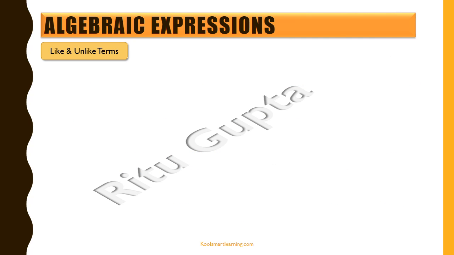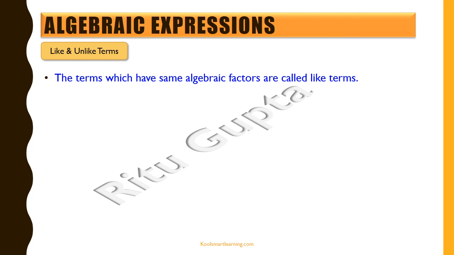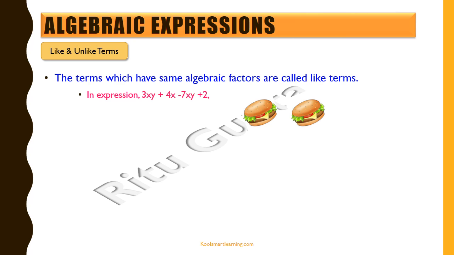Friends, now let's try and understand the difference between like and unlike terms. The terms which have same algebraic factors are called like terms. We'll take an expression as an example, 3xy plus 4x minus 7xy plus 2. Now in these two terms, 3xy and minus 7xy, if we consider the factors, for term 3xy the factors are 3x and y, and for the term minus 7xy the factors are minus 7x and y.